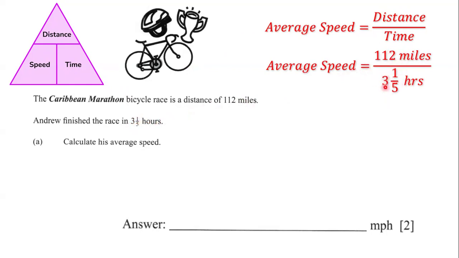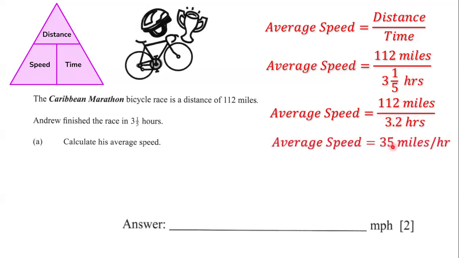What we're going to do is convert this into a decimal. Notice that 1/5 is actually 0.2, and so 3 and 1/5 is actually 3.2 hours. And so we have 112 miles divided by 3.2 hours. And when we divide these two numbers, we get 35. And so the average speed is going to be 35 miles per hour.